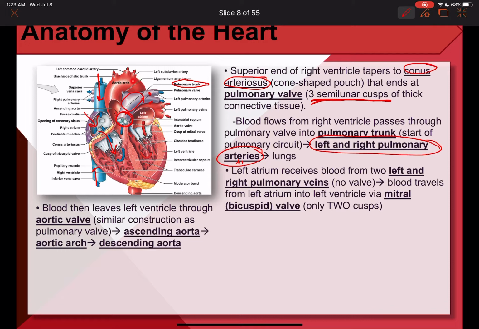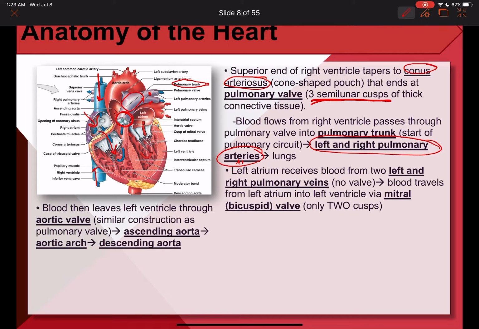So this curved section of the aorta is called the aortic arch, and then the rest of the way that goes down towards the posterior part of the body is the descending aorta. Okay, so these three sections of the aorta are divided here.